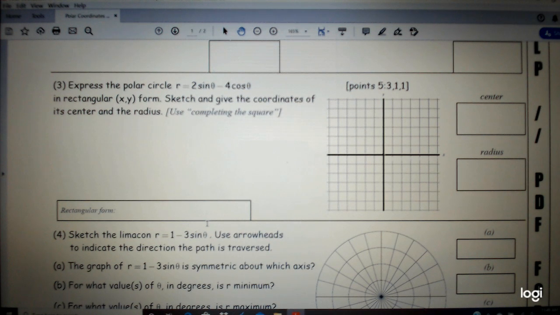Okay, so this is going to end up being a polar circle. And we're changing it to rectangular form, so you want to use completing the square, and then you're going to be able to get the center and the radius, and it's going to look nice, okay?